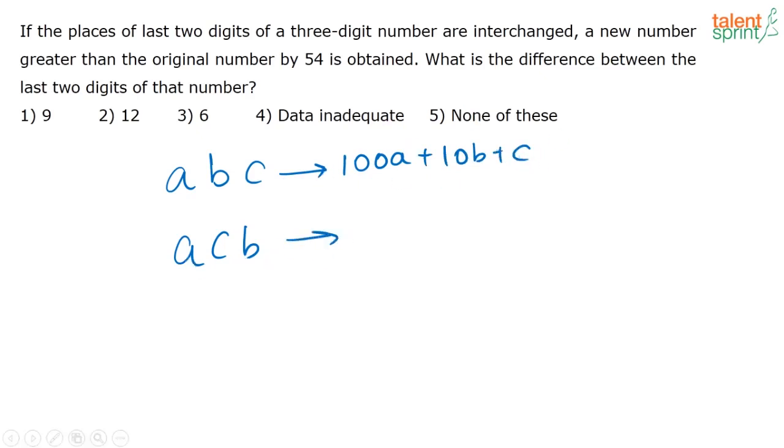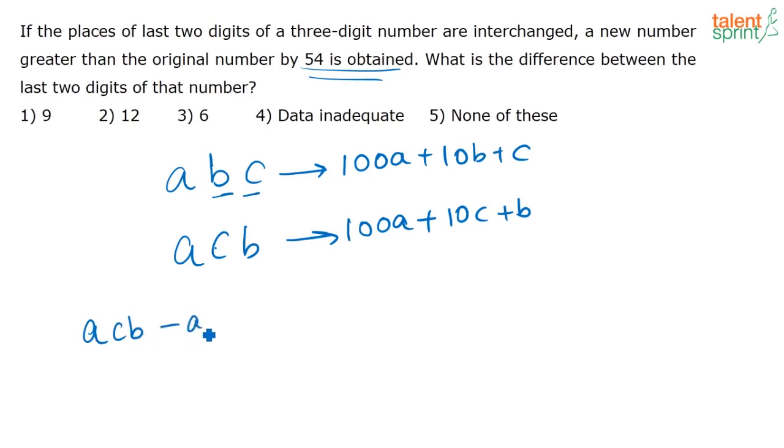Now the number becoming ACB is actually 100A plus 10C plus B, because the position of the last 2 digits has been interchanged. Now what have they given? When this happens, a new number greater than the original number by 54 is obtained. So if I subtract ABC from ACB, my answer is equal to 54. That is what it means, right? The second number is greater than the first number by 54.